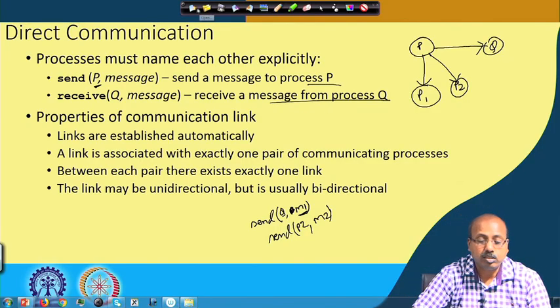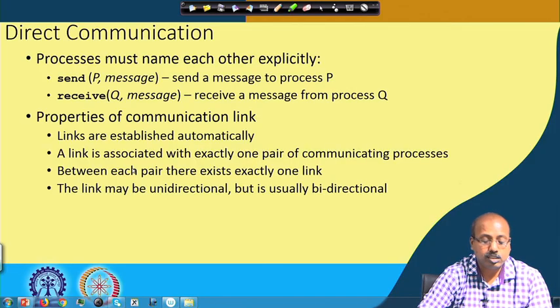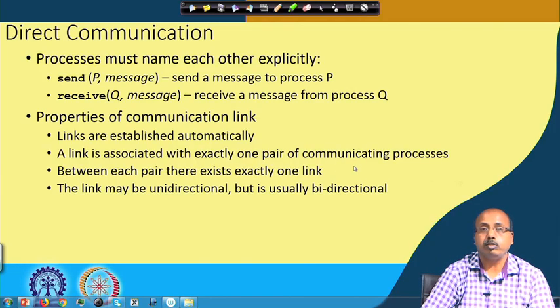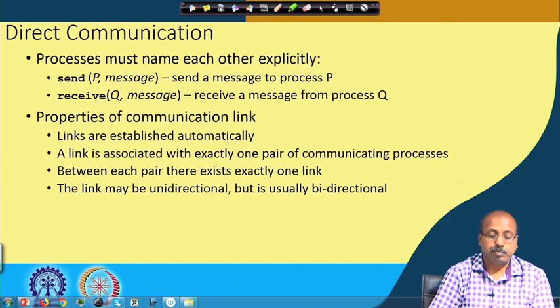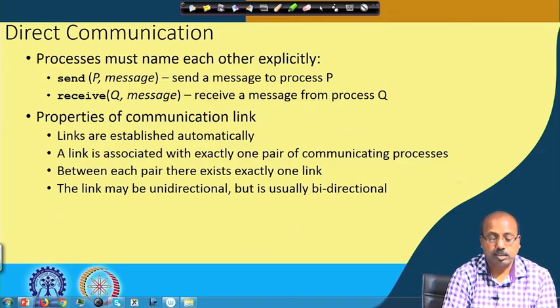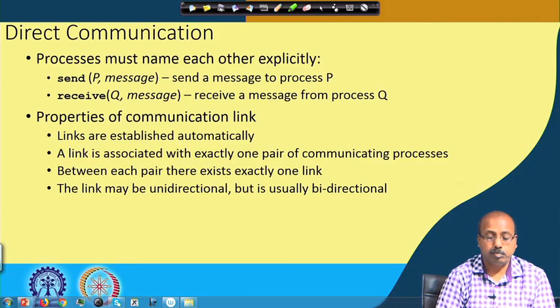Now, these are the properties of communication links that we have. Communication links are established automatically. A link is associated with exactly one pair of communicating processes. So between every pair of communicating processes we have exactly one link. The link may be unidirectional, but it is usually bidirectional. These are some of the properties of the communication link that are generally followed.